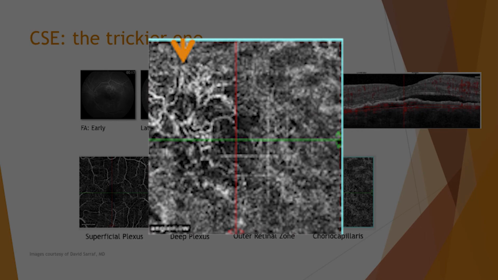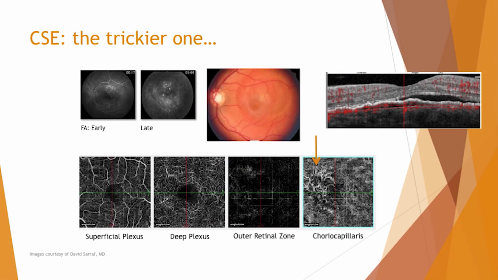Look how pretty that is. That's a perfect occult membrane. The outer retina has some projection artifact because this is an old scan, but the outer retina is not affected. So it would confirm the diagnosis that this is an occult CNV associated with chronic CSR.